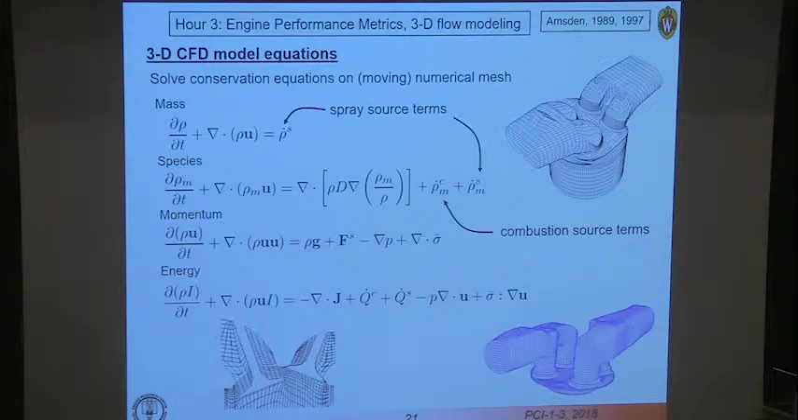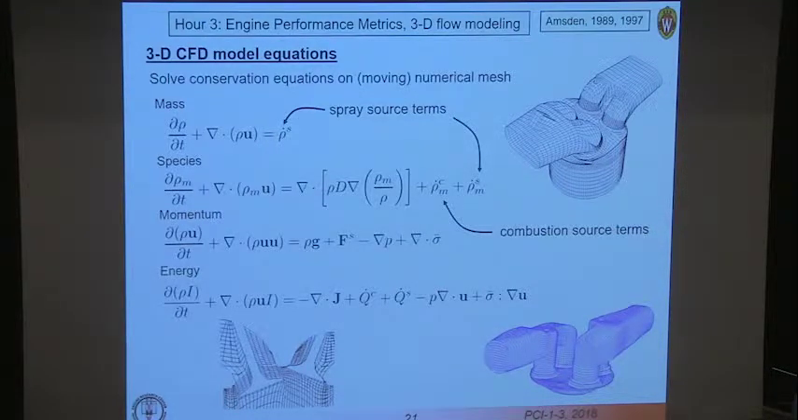Gravity or acceleration forces, pressure forces, and then viscous forces, viscous stresses. And then the energy equation, like I showed you before. Here we have heat flux and species enthalpy diffusion terms. Combustion heat release, spray source terms: as the spray droplets vaporize, they steal energy from the gas. Pressure work terms, and then dissipation terms involving viscosity. So these are the equations.